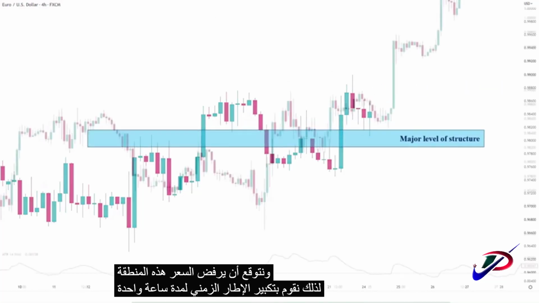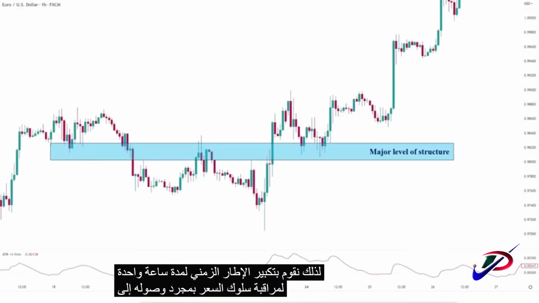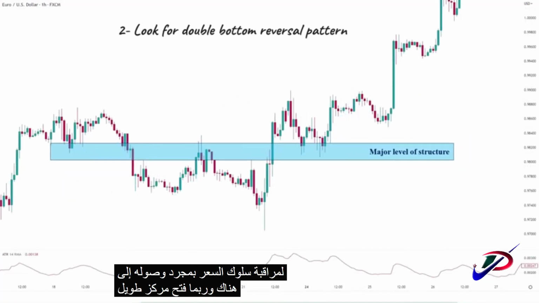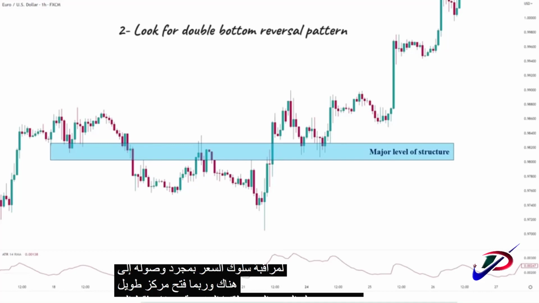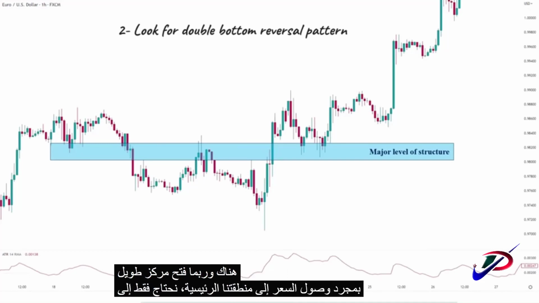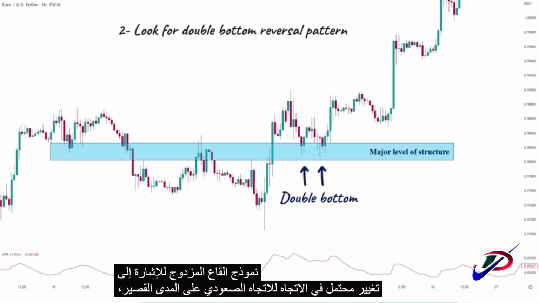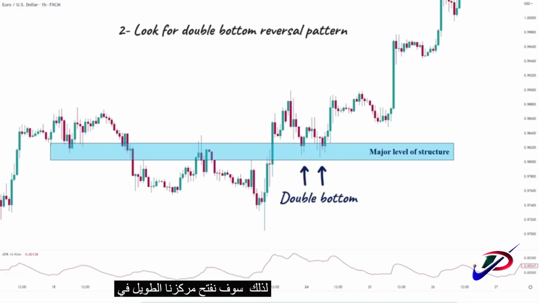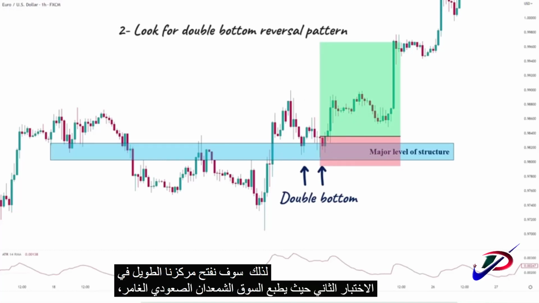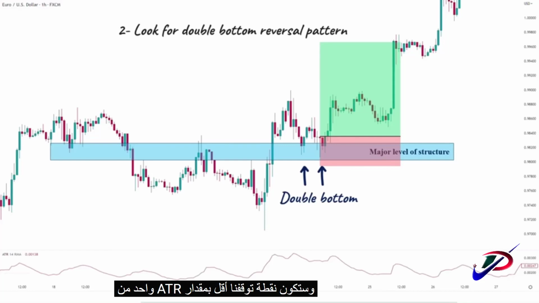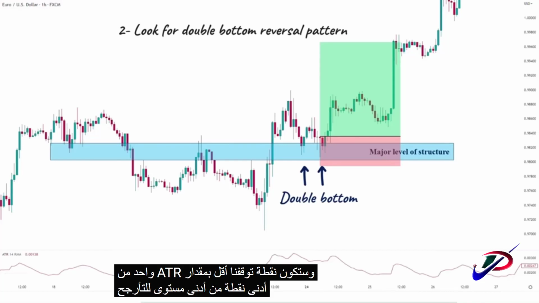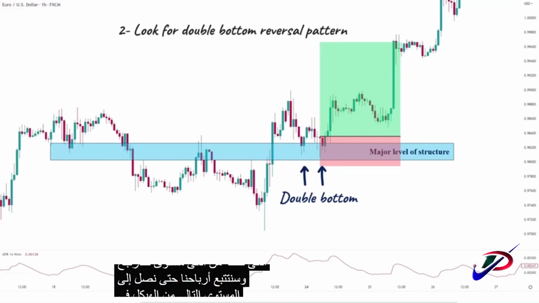So we zoom into the 1-hour time frame to observe the price behavior once it gets there, and possibly open a long position. Once price gets to our key zone, we only need a double bottom pattern to signal a possible trend change for the short-term uptrend. So, we will open our long position on the second test as the market prints a bullish engulfing candlestick. Our stop will be 1 ATR below the lowest point of the swing low, and we will track our profit till we reach the next level of structure in the higher time frame.